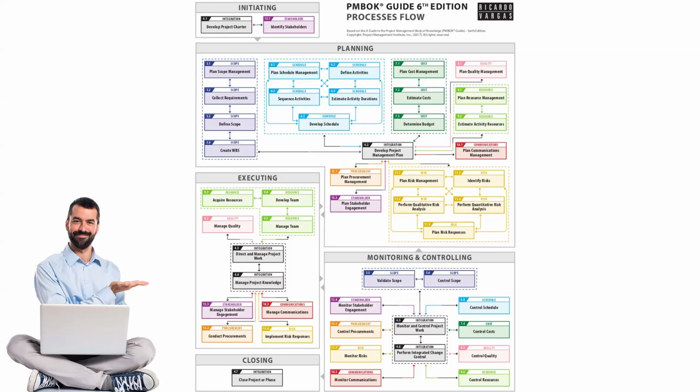So you see, this execution and monitoring and control is happening concurrently, and the changes are happening, and a plan is being updated, and this cycle is going on between planning, execution, and monitoring and control until all the work has been done.